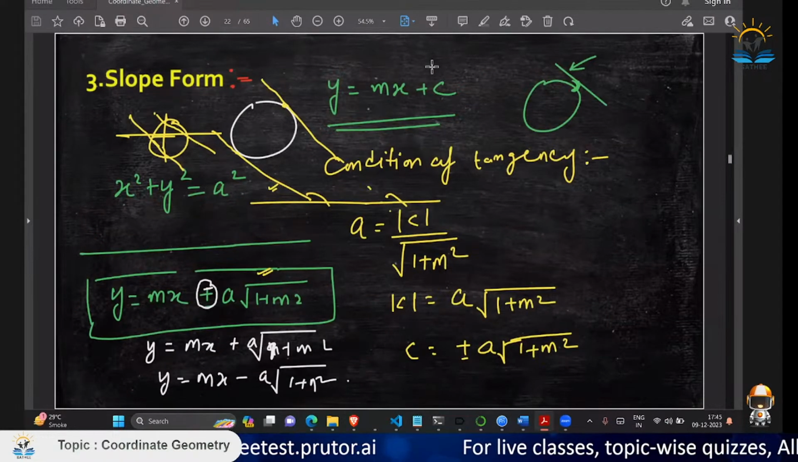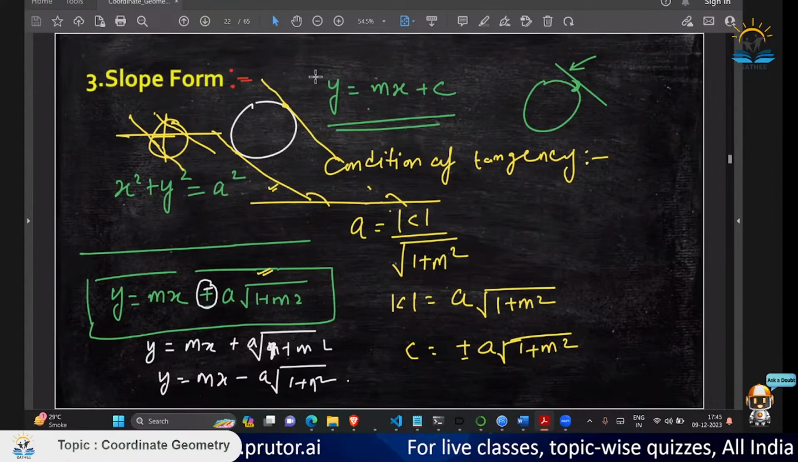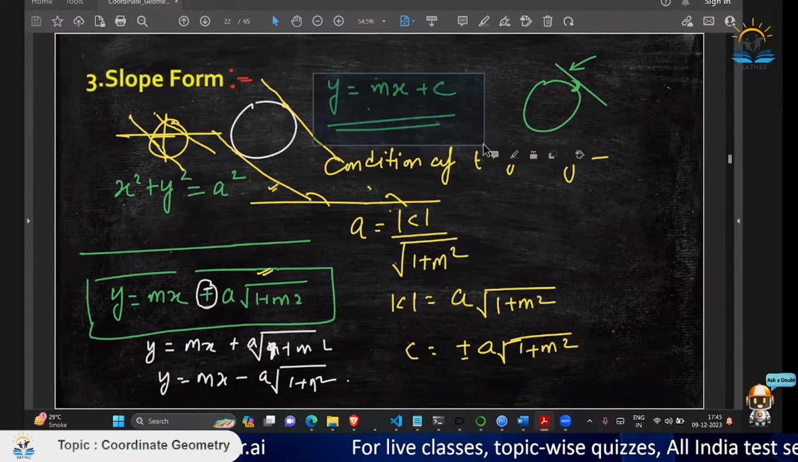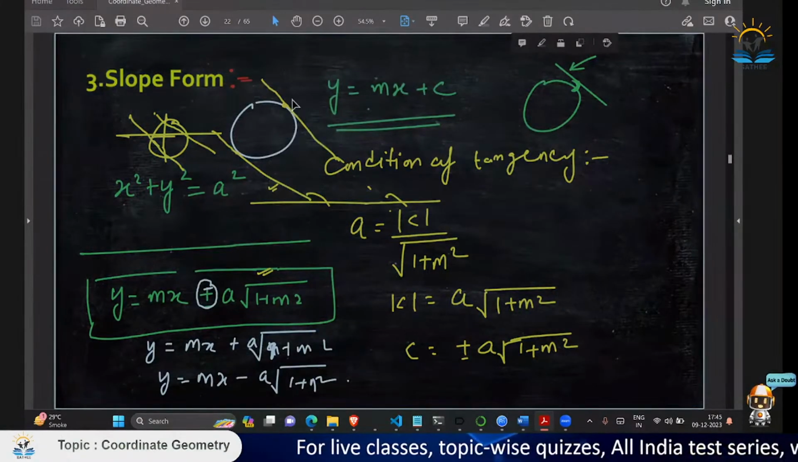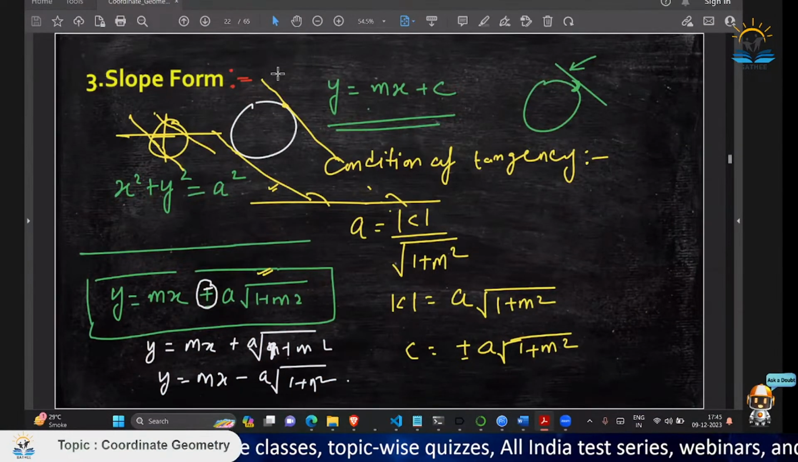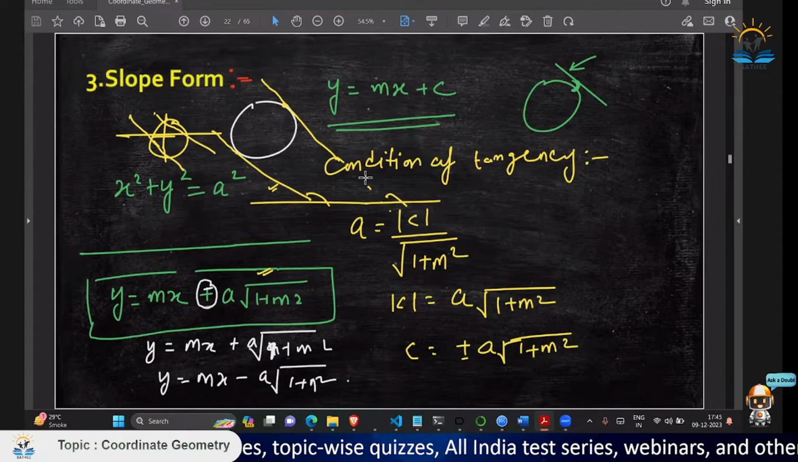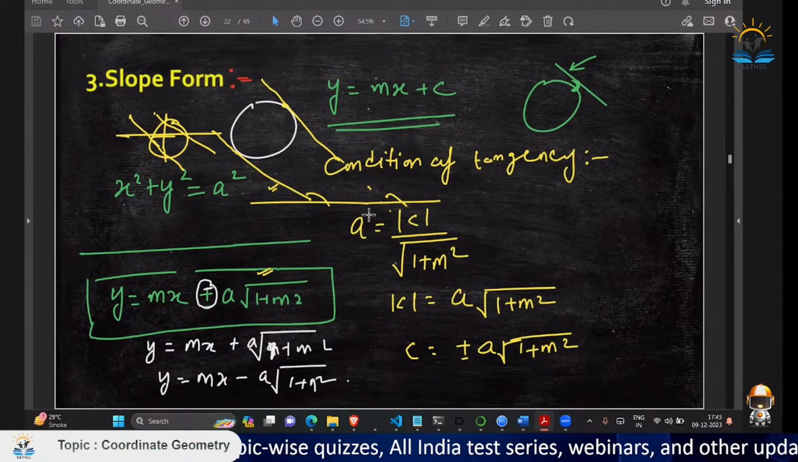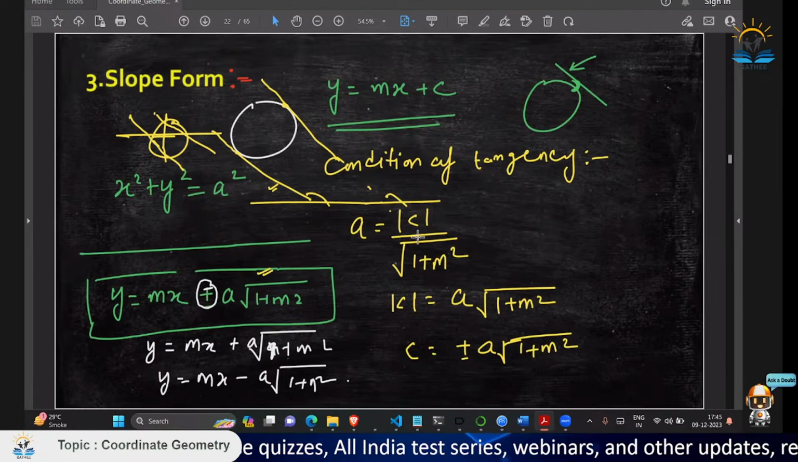Slope form again, we can get in terms of slope form y equal to mx plus c. So there is a general line y equal to mx plus c. We need to make it a tangent to the circle. So for that, the condition would be what? A equal to mod c by root 1 plus m square.